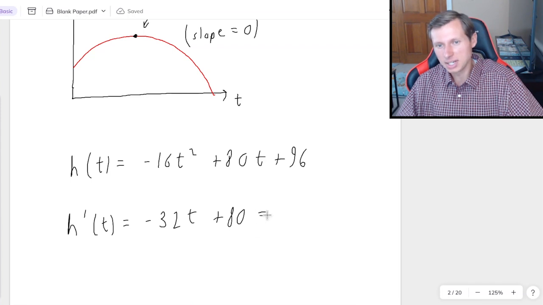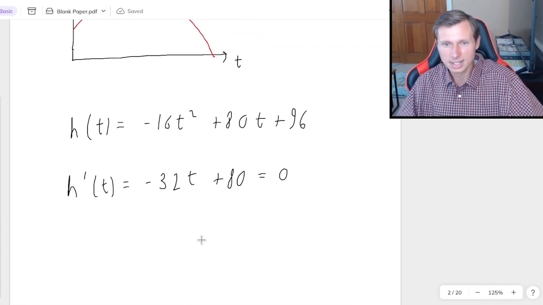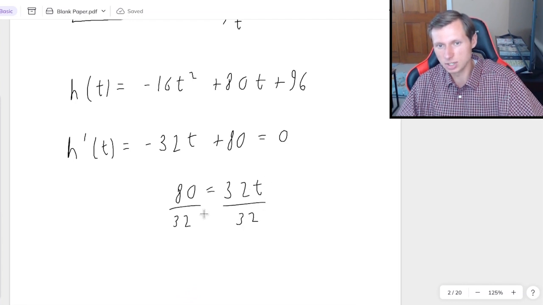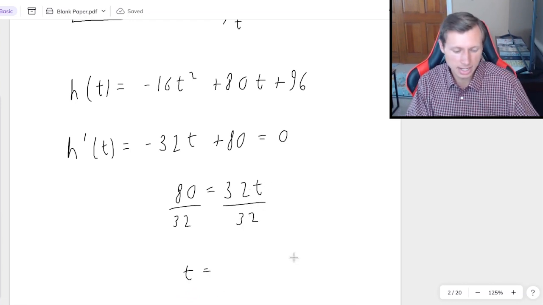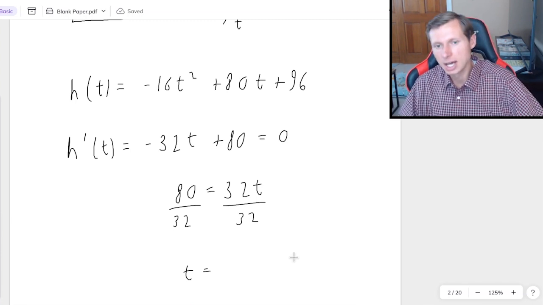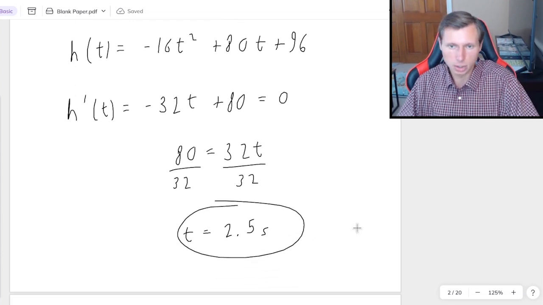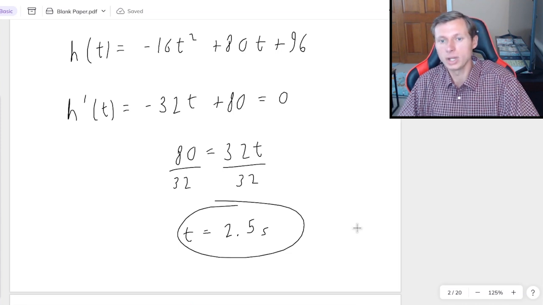But like I said, I'm going to set this equal to 0. I will add 32t to both sides, and then divide both sides by 32. And then I get whatever 80 divided by 32 is, which I'm going to use a calculator for. I get 2.5 seconds. Now this is the time when the peak height occurs, which is one of the things they wanted, but they also wanted to know, what is that peak height? How do we find that?